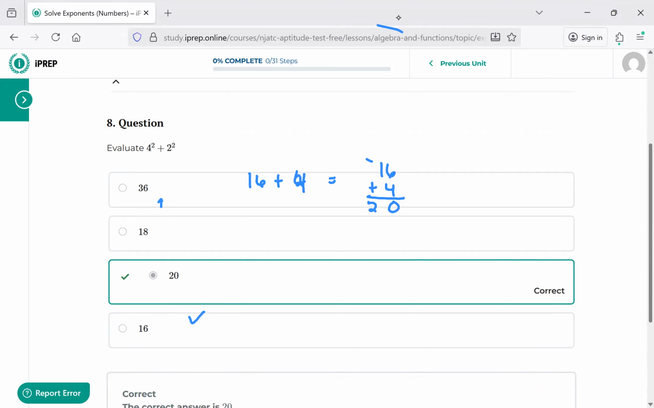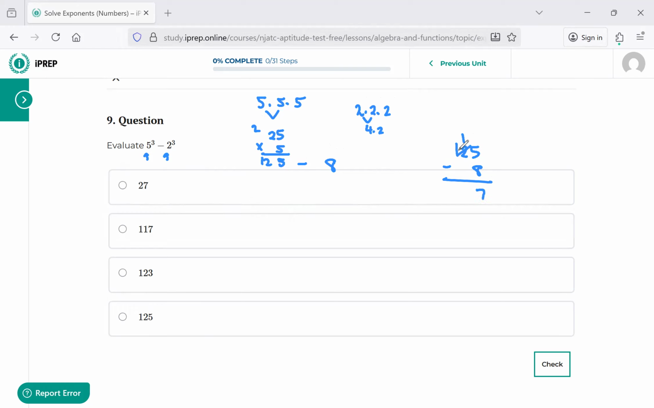So it's 125 minus 2 to the third. What's 2 to the third? 2 times 2 times 2, that's 4 times 2, that's 8. So what's 125 minus 8? It would be 15 minus 8 is 7, then 1 and 1, that would be 117. Right? Double check. Yes, 117.